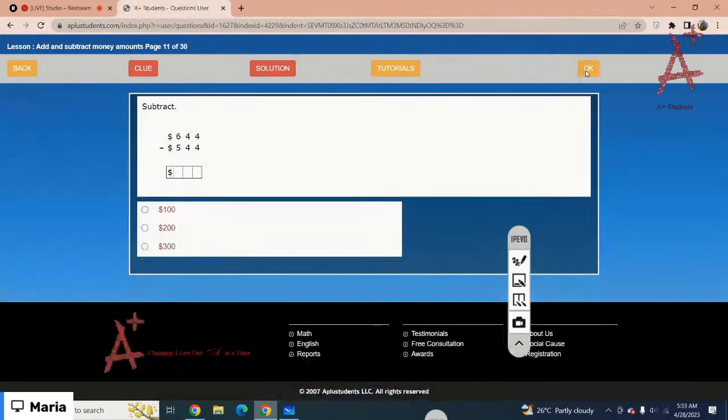Okay, the next one is 644 minus 544. So which is the correct option? It would be $100 because 4 minus 4 is 0. 4 minus 4 is 0 and 6 minus 5 is 1. So it would be $100.